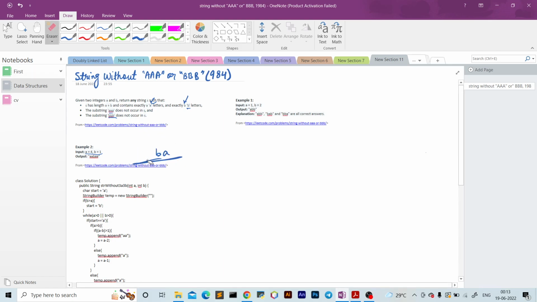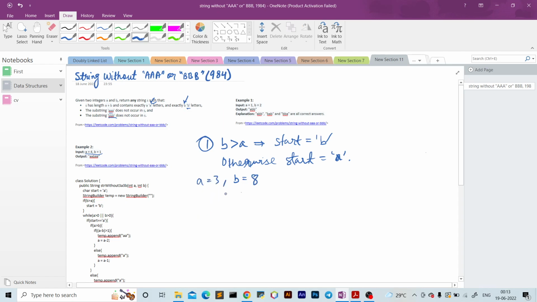So there are a few things in this problem. One thing is that if B is greater than A, then we would start with the B character. Otherwise, start equals A. The reason being that let's say B is 8 and A is 3. If we start with A instead of B, we put A, then B, B, we cannot put a third B because it would violate the condition. So then we would put A here also, then B and B, then A, and now four B's are left, but no A is left. All three A's are used.